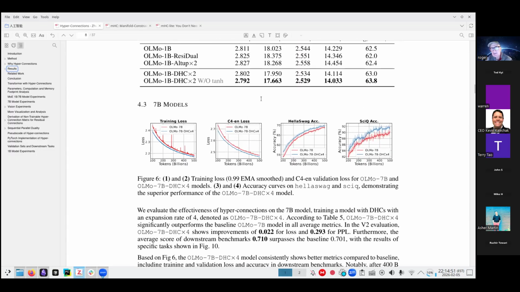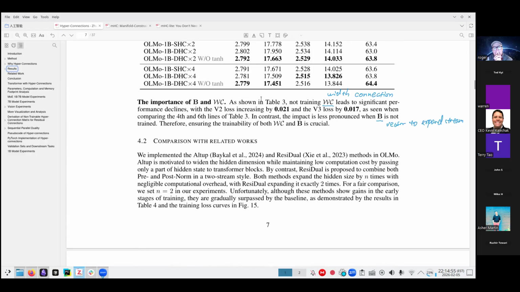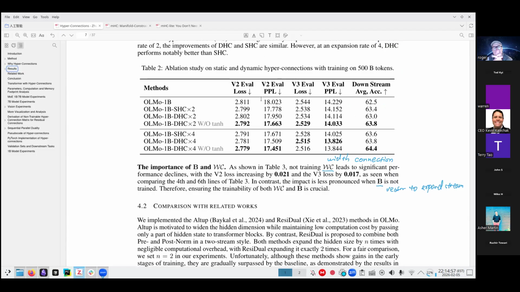What's the V2, V3 in the column headers? Sorry, which one? The table column headers, V2 eval, V2 eval PPL. What's the difference between V2 and V3? I'm not sure. I think they are just different benchmarks. Actually, I didn't look into these things. Okay, no, that's fine.